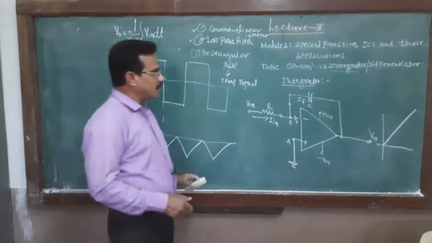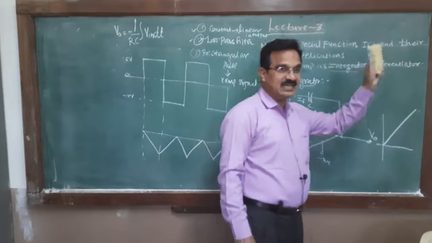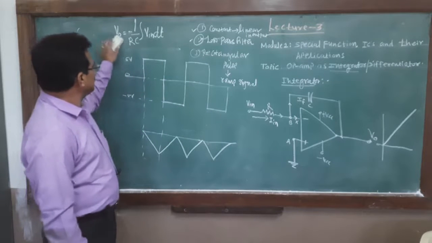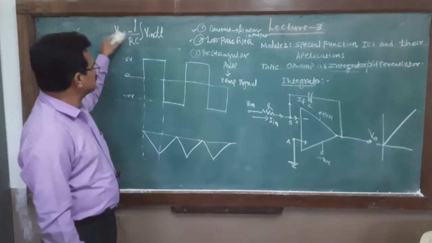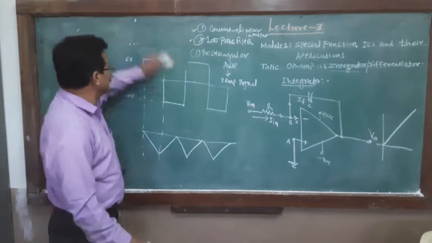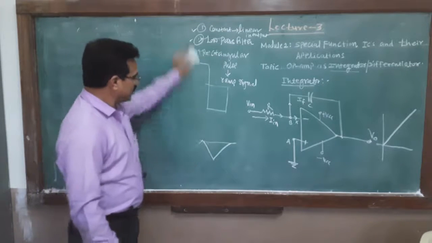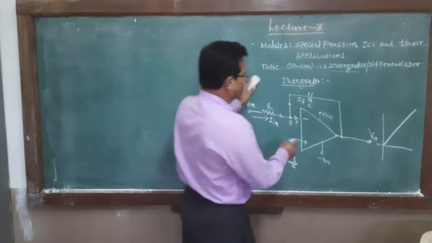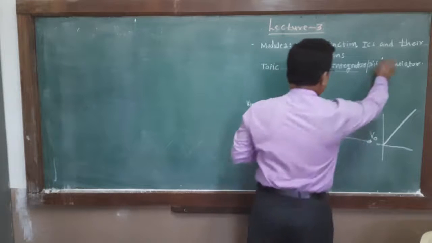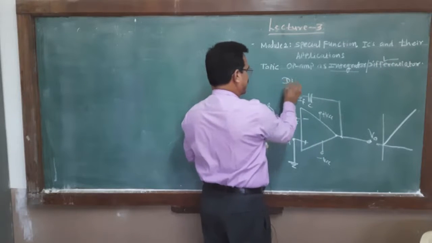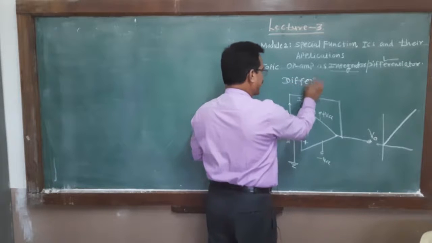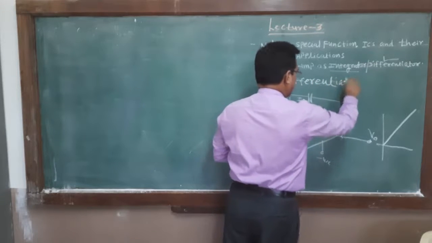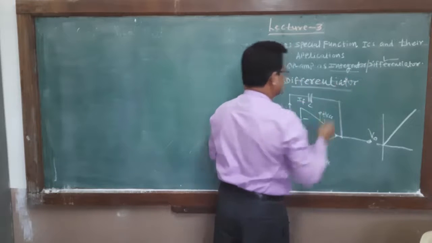Means this is all about the operational amplifier as an integrator. And here is the expression V0 is equal to minus 1 upon RC integration of Vin dt. The next point we consider is the operational amplifier as a differentiator.